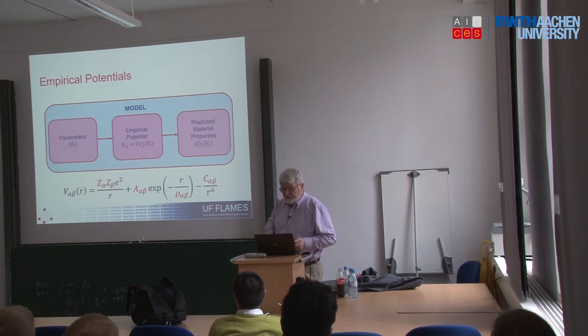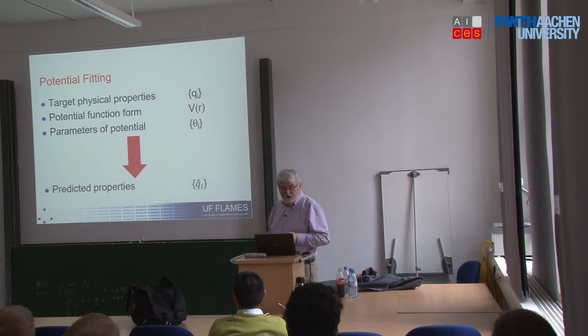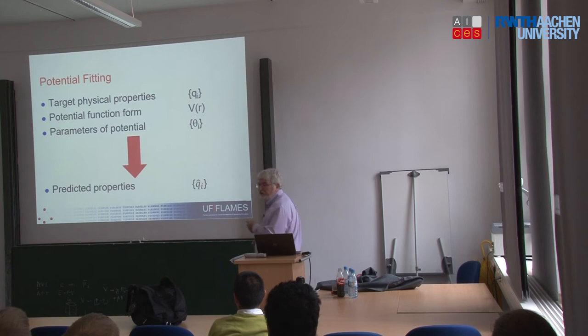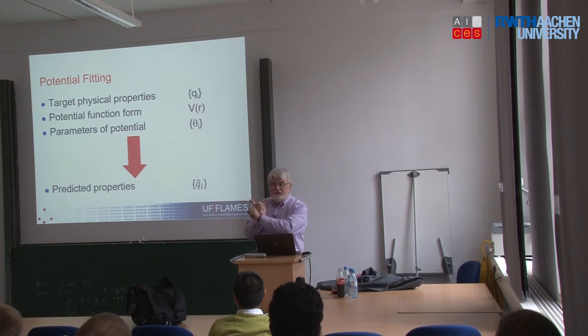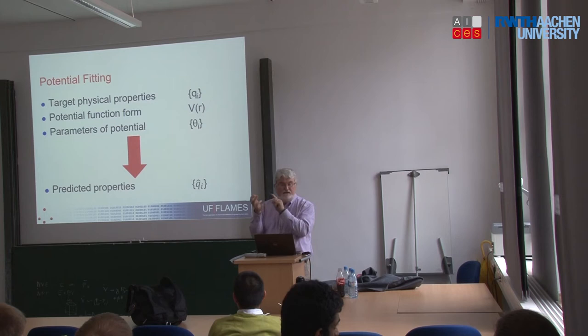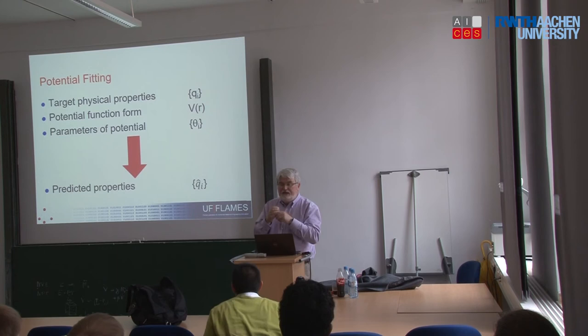So the process of potential fitting, the usual way of doing this, is we target some physical properties, Q. So we take a list of properties and say which are important to us. Lattice parameter is one. It's always one. We want to get the lattice parameter right. And actually, that's pretty easy to get right. We simply want to get elastic constants right. We want to get maybe a defect formation energy right, a surface energy right, those kind of things. And then maybe you have some other things you're particularly interested in, like stacking fault energy or something like that you may want to get right.